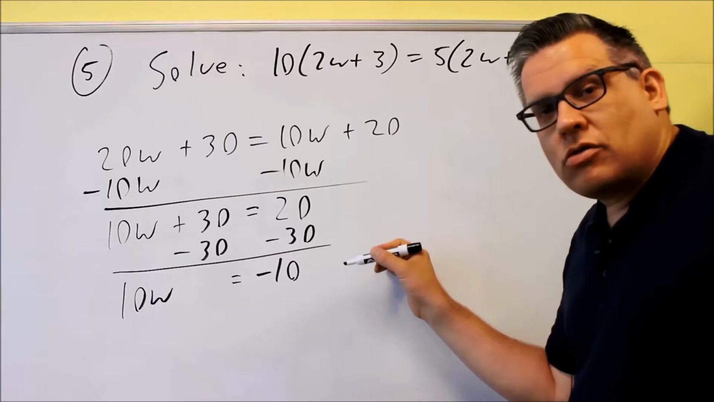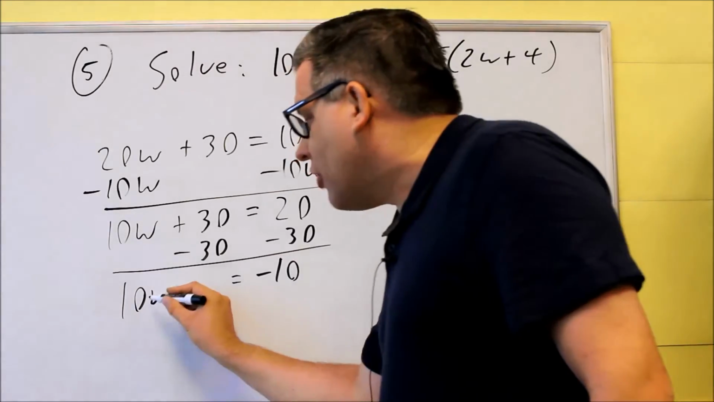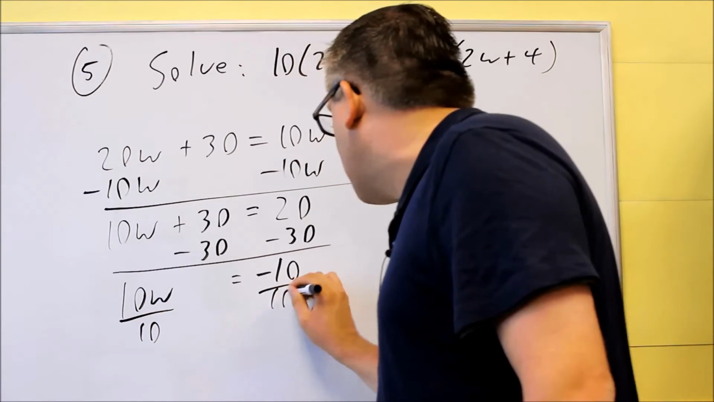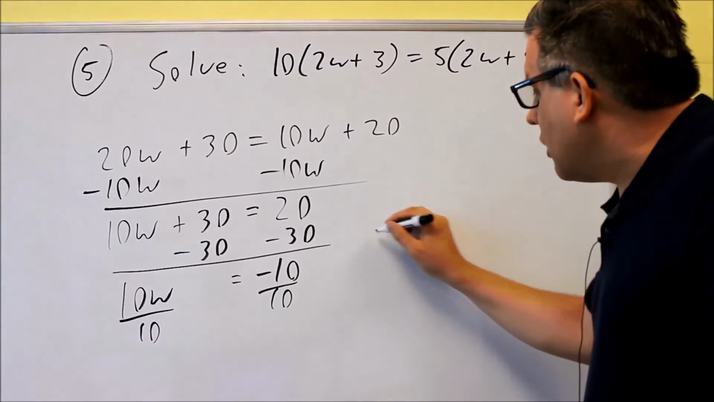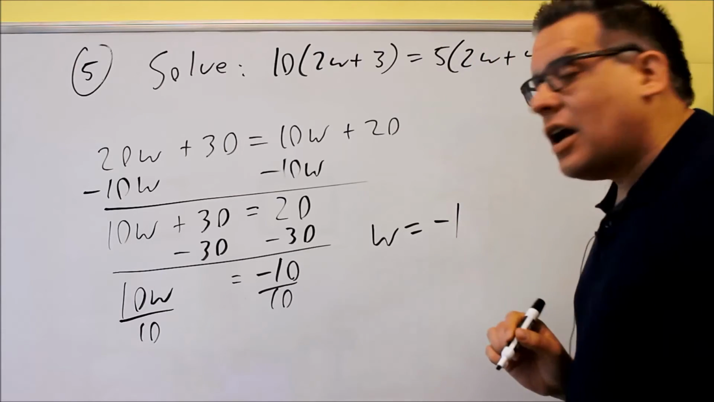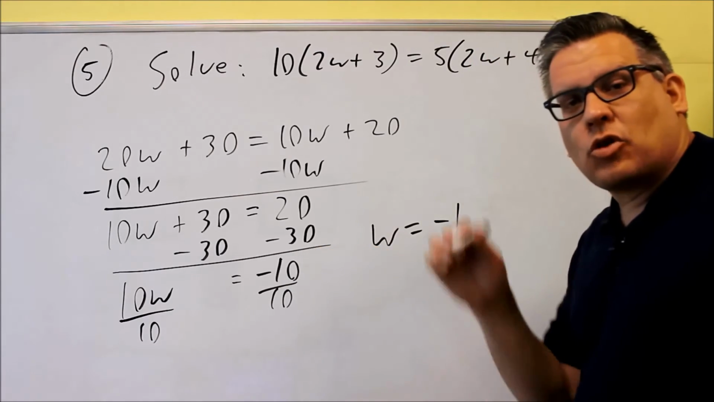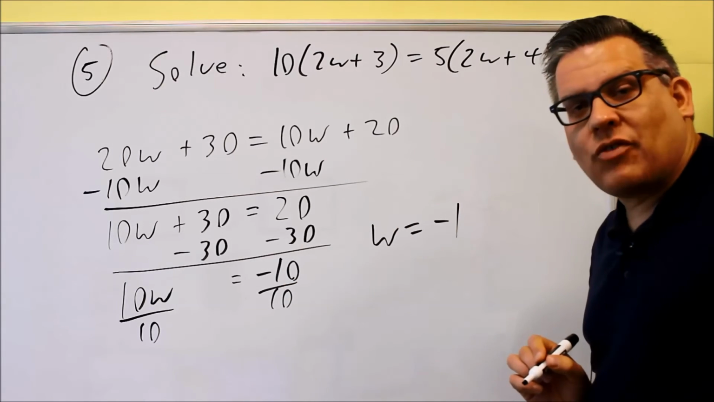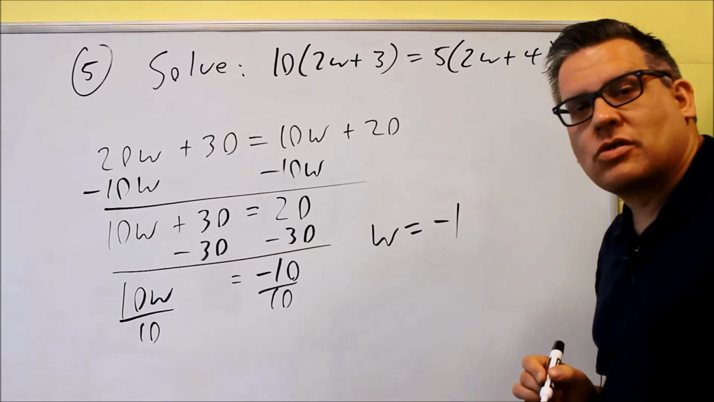The last thing I want to do to solve this one is to do division, because I have 10 times w. I'm going to do the opposite operation, divide both sides by 10. And then I get w is equal to, since one number is negative there, that means I get a negative as my answer. 10 over 10, any number over itself is 1, but since I got the negative there, I have to make sure I have a negative in my answer. So my final answer is negative 1.